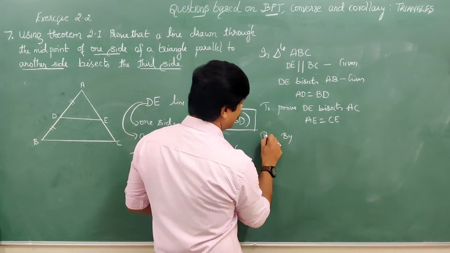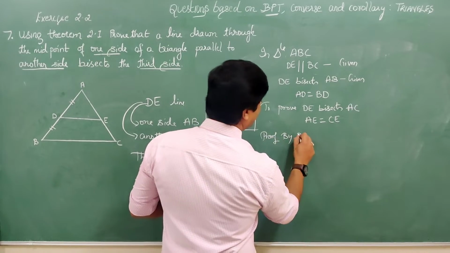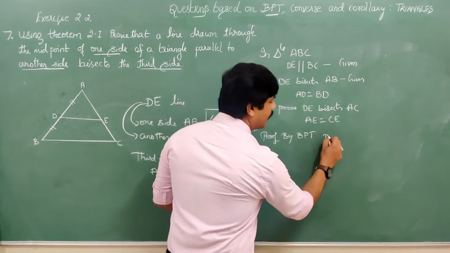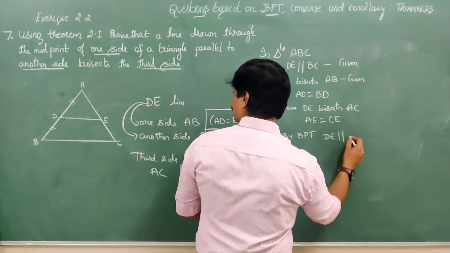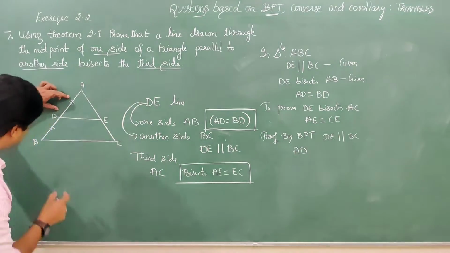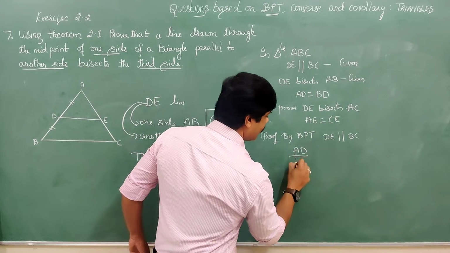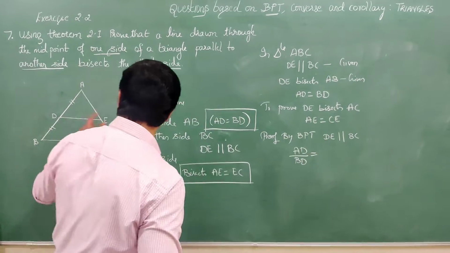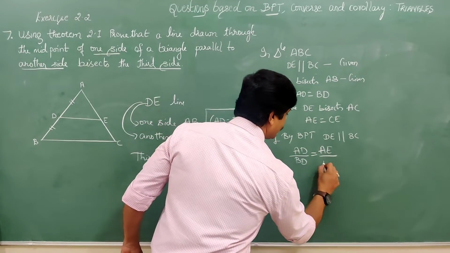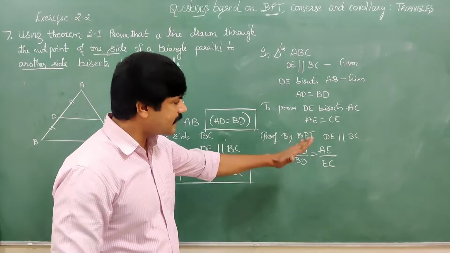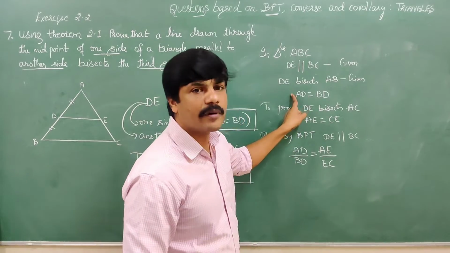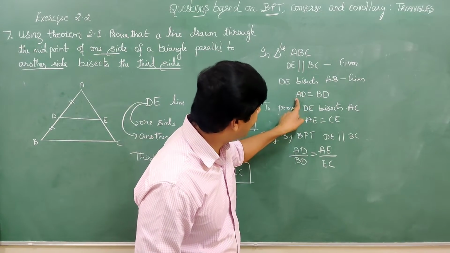Now the proof by BPT, the basic proportionality theorem. Since DE is parallel to BC, apply it: AD by BD is equal to AE by EC. This is using the 2.1 theorem, the basic proportionality theorem. Observe from the given data. What is the data? AD is equal to BD.